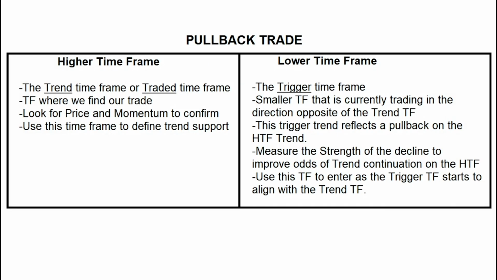I just wanted to make sure I made this pretty clear. I like to use 2 time frames when I trade a pullback. On the left side, I've got the higher time frame, and this can be any 2 time frames that you'd like. A lot of times I'll use a monthly chart and a weekly chart, the higher time frame being monthly, lower time frame being weekly. And a lot of times I will also use a weekly higher time frame and daily lower time frame.